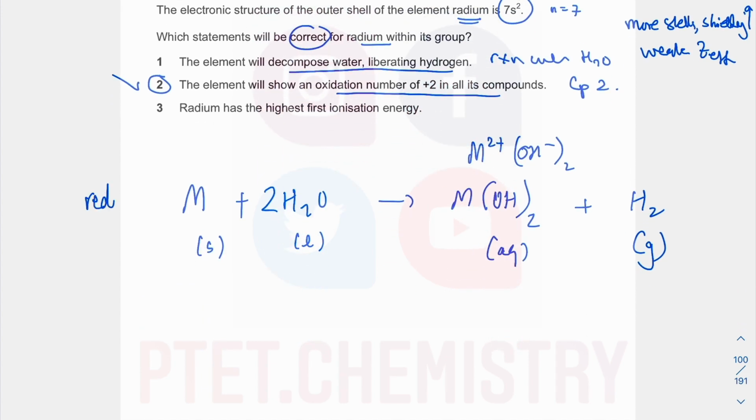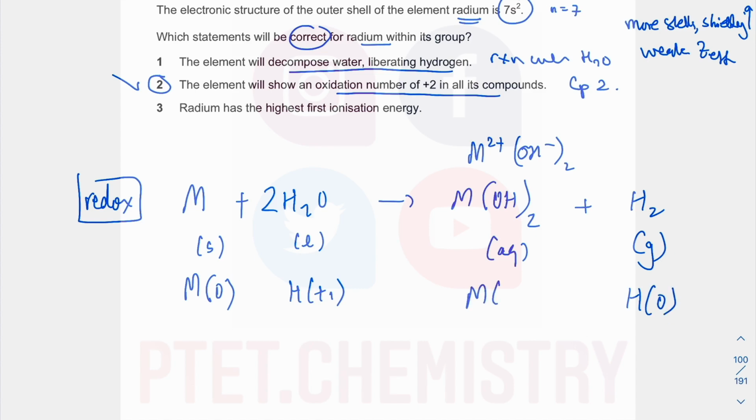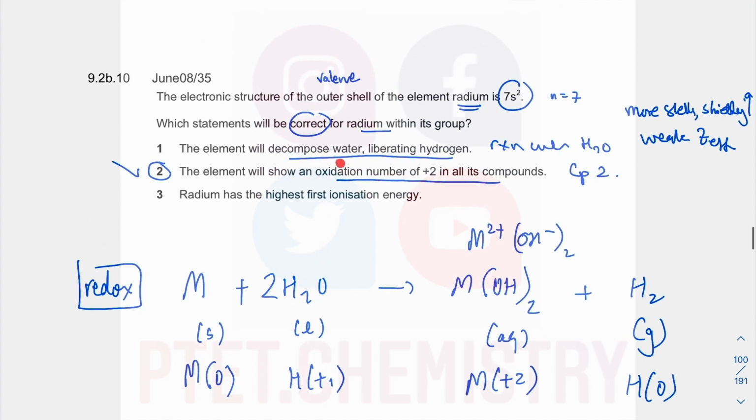So this is a redox. A lot of students don't know this, but this is a redox reaction. The metal itself is 0 oxidation state, the hydrogen is +1. The hydrogen as an element is hydrogen 0. This is a group 2 hydroxide, so in its compound it is forming a +2 oxidation state. So it does decompose the water, liberating hydrogen. Decompose is quite an unusual word. I would have thought it would say react with water, but it does liberate the hydrogen, and it's going down group 2, so it's fairly reactive with water as well.